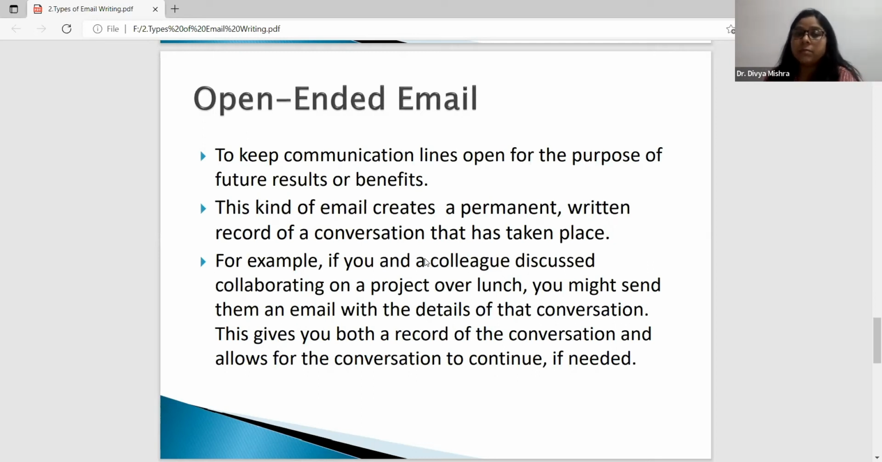This kind of email creates a permanent written record of a conversation that has taken place. For example, if you and a colleague discussed collaborating on a project over lunch, you might send them an email with the details of that conversation. That gives you both a record of the conversation and allows for the conversation to continue if needed. As I told you earlier, if you think a response is needed, you can send one. Otherwise, you can keep it for future reference and further discussions. That is called open-ended email.